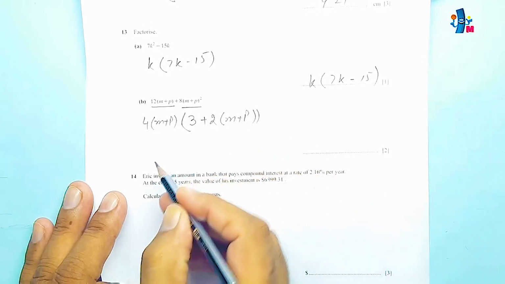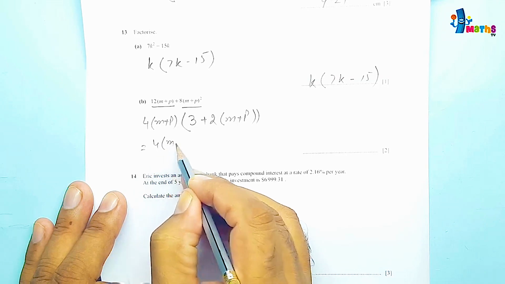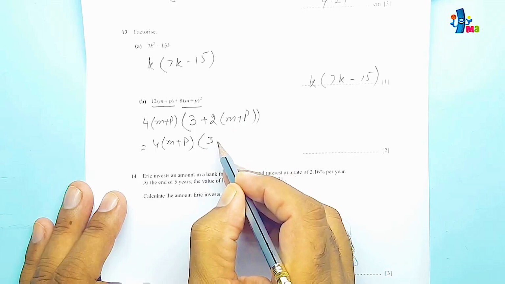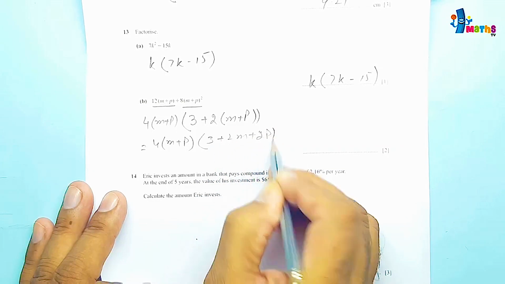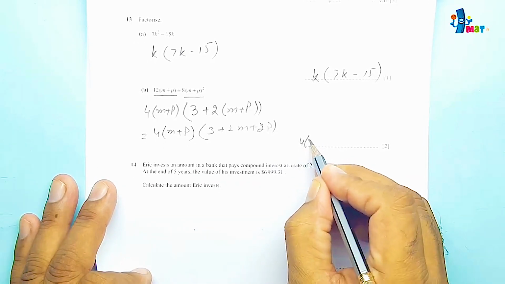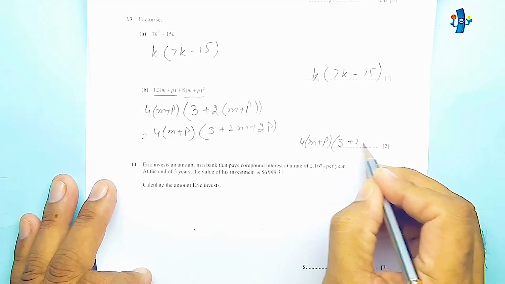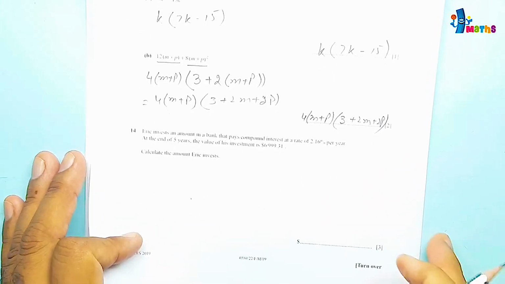After simplification we can write it like this. You have to open this bracket. So 3 plus 2m plus 2p, and this will be our answer. 4 into (m plus p) into (3 plus 2m plus 2p), and this will be our answer.